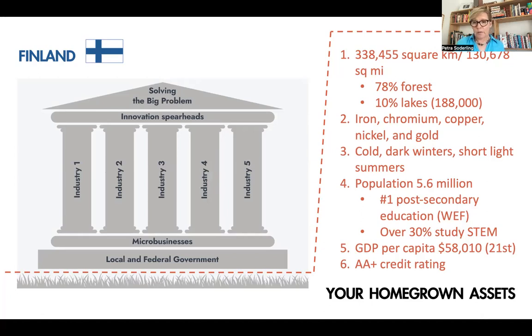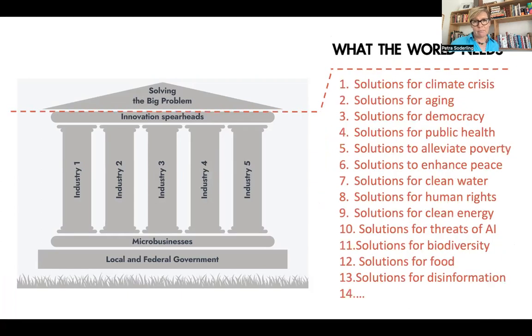GDP per capita is $58,000, so it's the 21st richest country in the world. Credit rating is AA plus at the top 3 rating agencies at least. So, a big country, a lot of nature, not many people, but well educated, with good financial resources and the ability to borrow more money if needed.